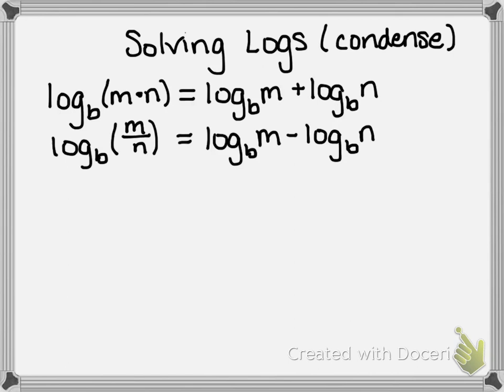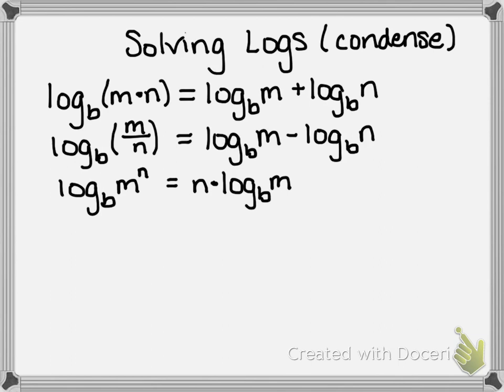And then the next law that we're going to be using to solve says that if you have something inside of a log that's being raised to a power, the power will move down to the front. It's called the product property. And so the n would move down to the front and it now multiplies the log base b of m.